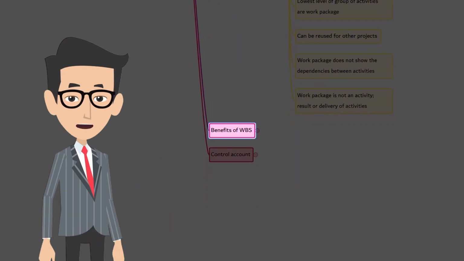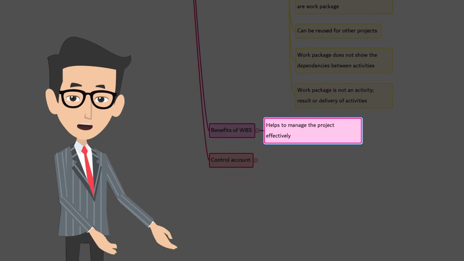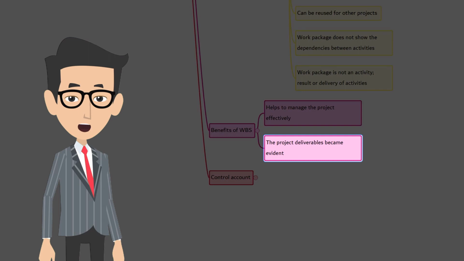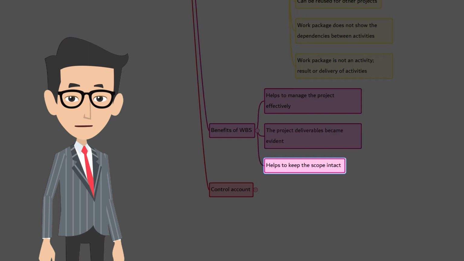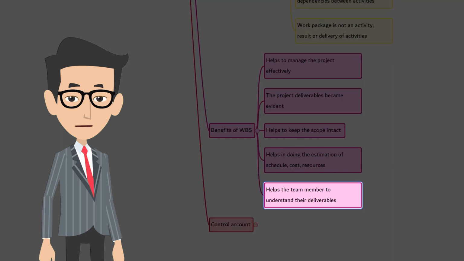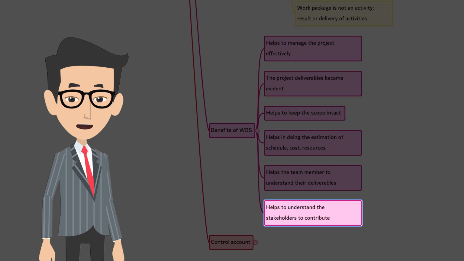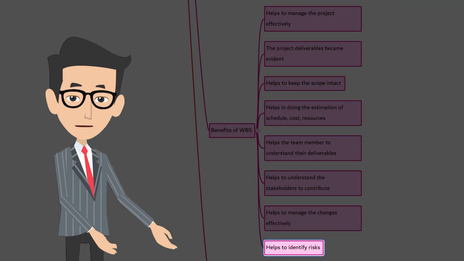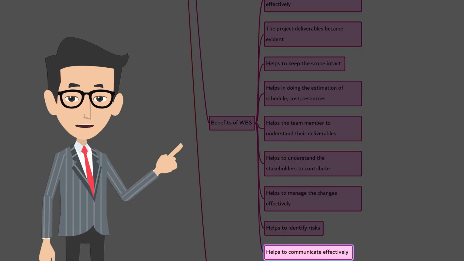Okay, let's discuss the benefits of WBS. This helps to manage the project efficiently. The project deliverables become evident, helps to keep the scope intact, helps in doing the estimation of schedule, cost and resources, helps the team members to understand the deliverables, helps the stakeholders to contribute, helps to manage the changes efficiently, helps to identify risk, and helps to communicate efficiently.